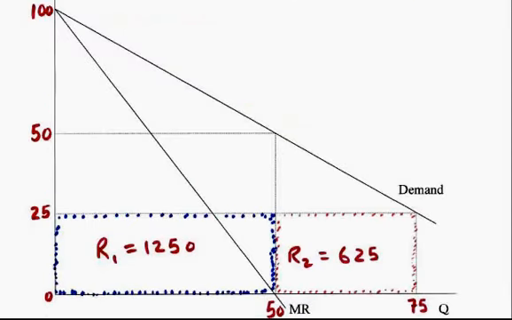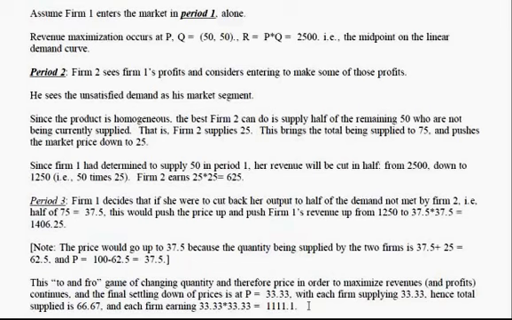So in this graphical analysis, we see the quantity supplied by firm 1 is still at 50, but now the price has fallen to 25, so firm 1's revenues fall from 2,500 to 1,250, and firm 2 has increased its revenue from 0 to 625. Let us move to period 3.